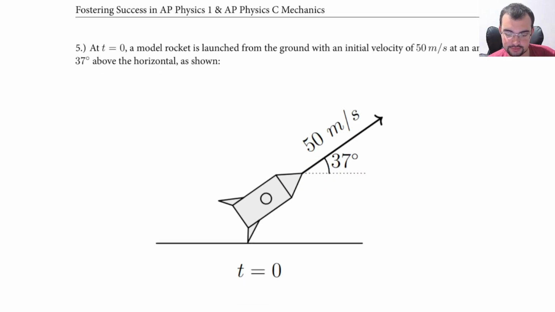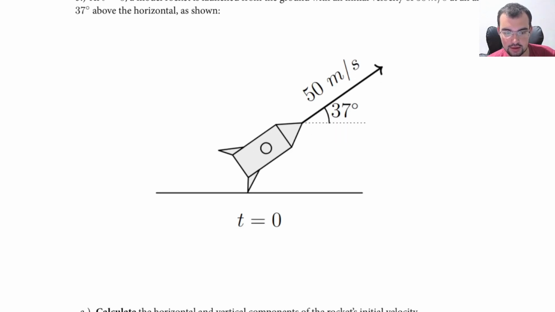All right. Shout outs to me for this lovely rocket. At t equals 0, a model rocket is launched from the ground with an initial velocity of 50 meters per second at an angle of 37 degrees above the horizontal. Whatever could the components be?